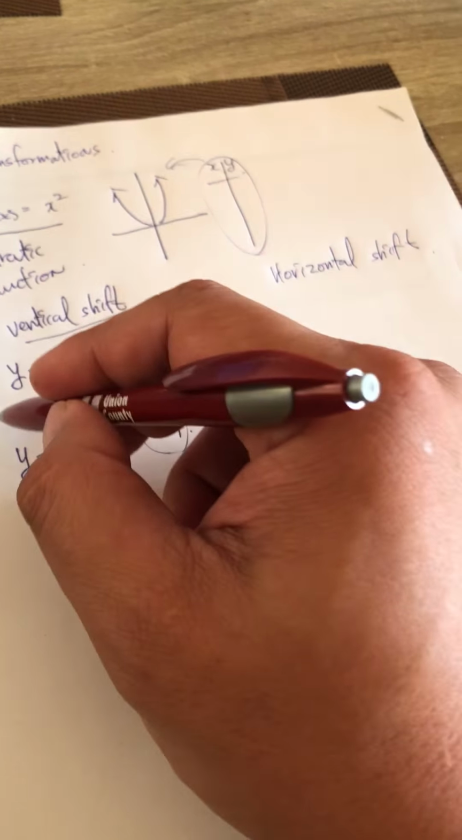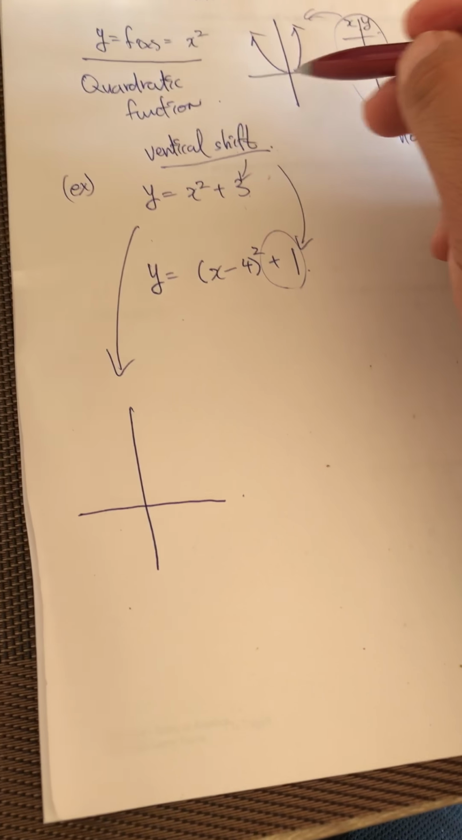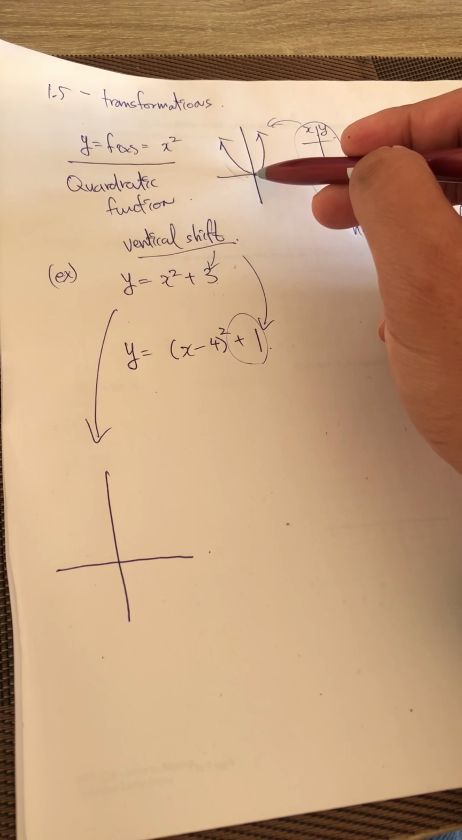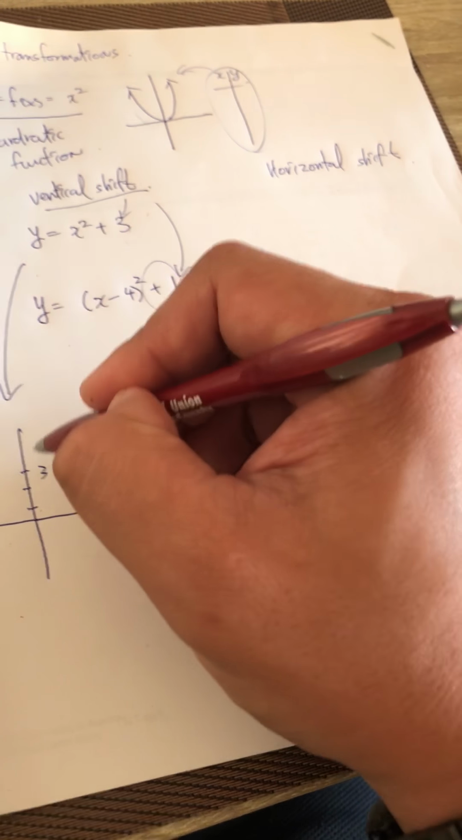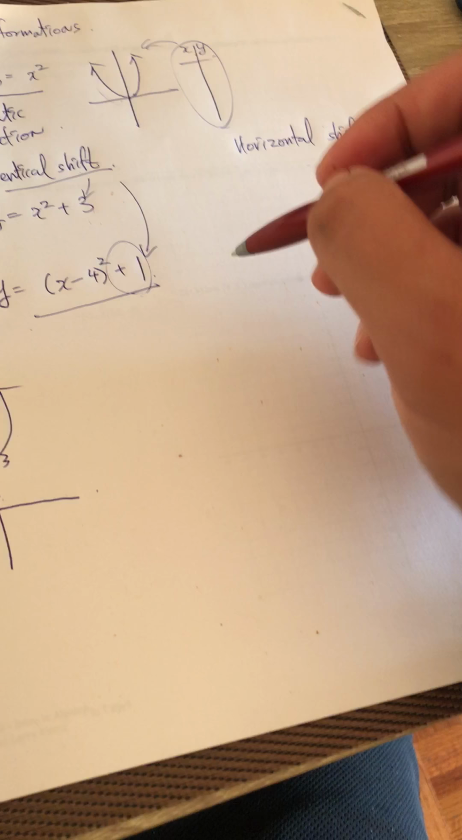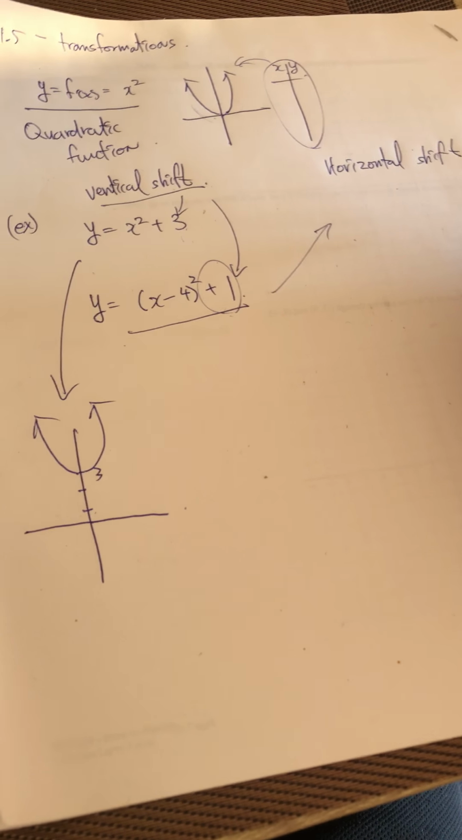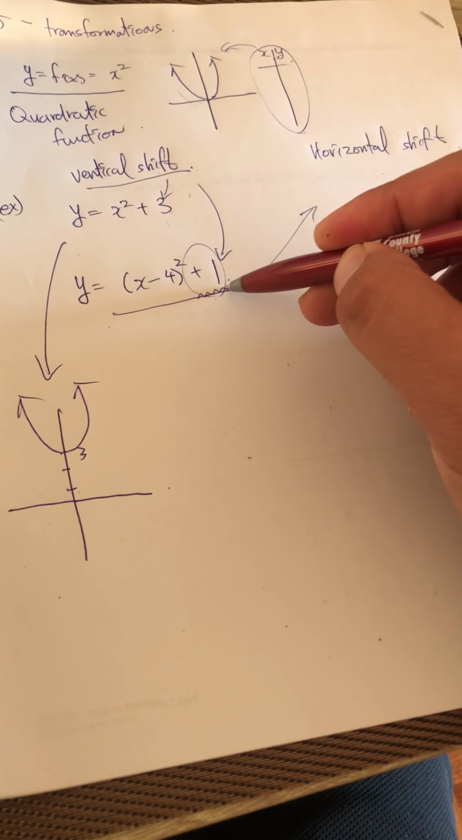Now, how do I graph the first one? As you can see, using x squared, which is right here, all you have to do is bring everything up by 3 units. So here, 1, 2, and 3, and voila, right? So I'll explain this one using horizontal shift. Okay, now we know that this is horizontal shift.